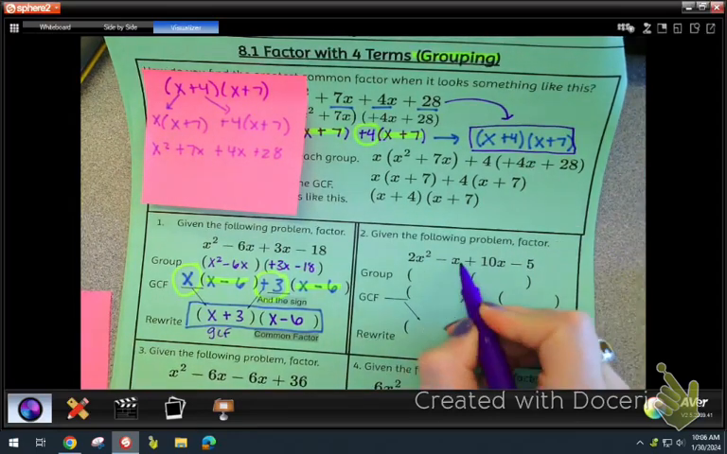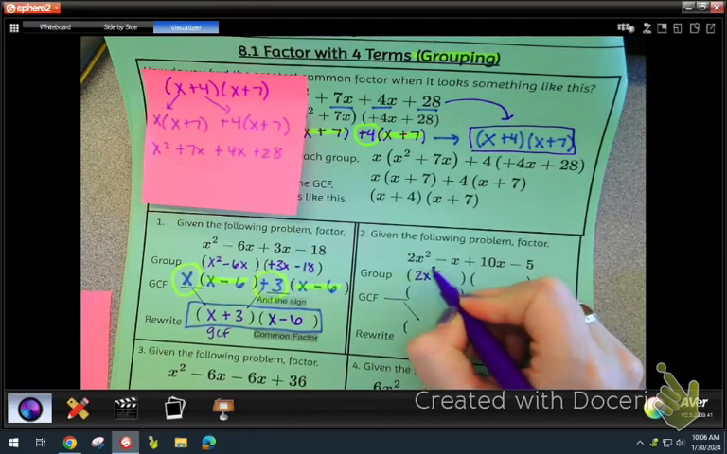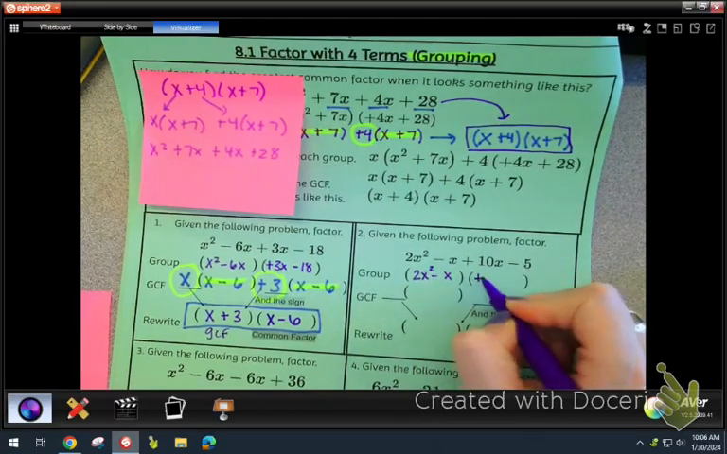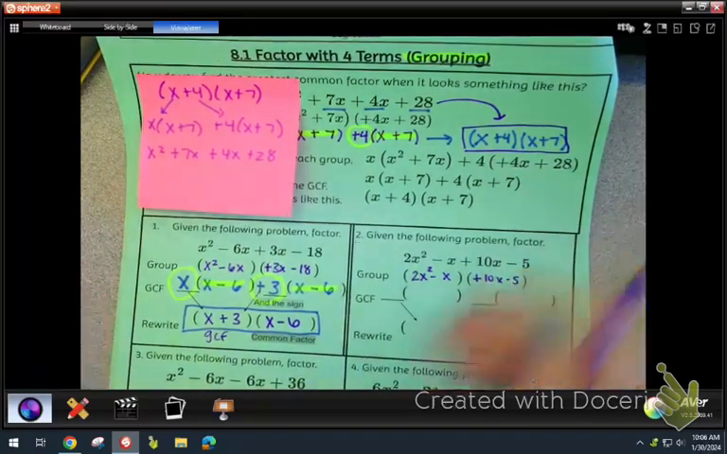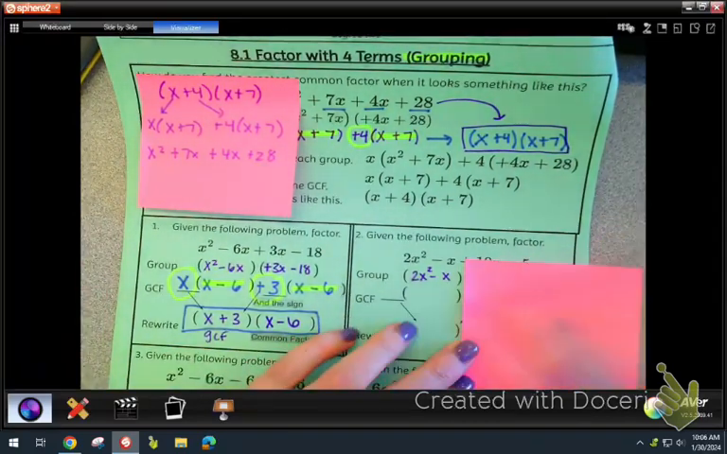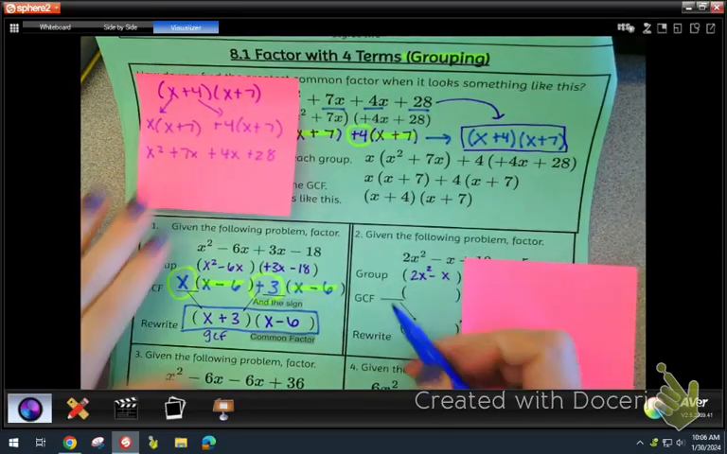Group. I got 1, 2, 3, 4. So group them. 2x squared minus x plus 10x minus 5. Then I'm going to GCF each group. What can I take out of 2x squared minus x? What's my GCF there?